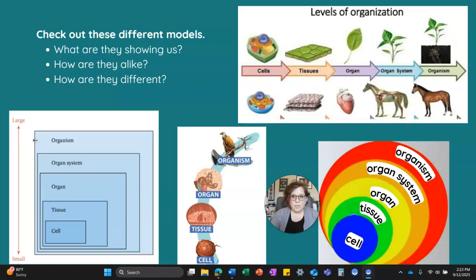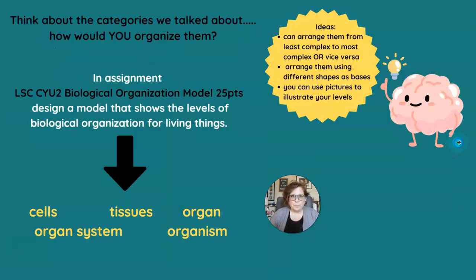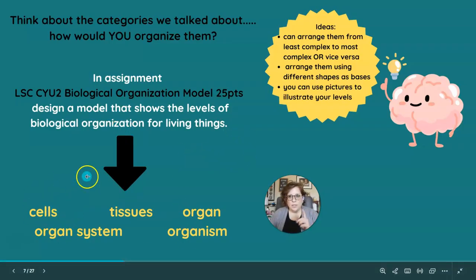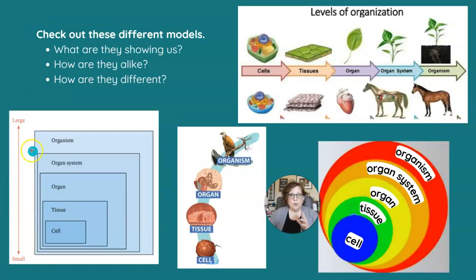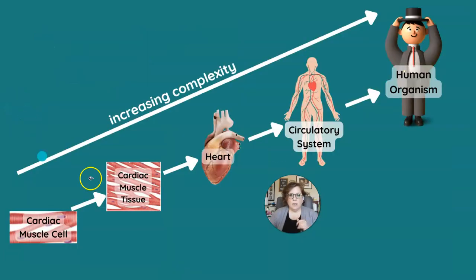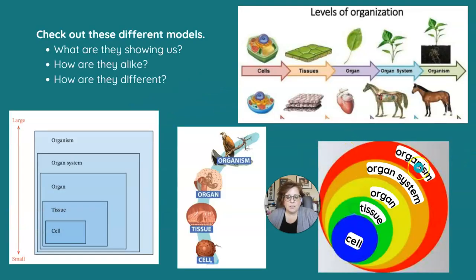So for your very first assignment this week, you're going to make your own model. And you're going to use these words: cells, tissues, organs, organ system, and organism. And you're going to put them in order. So you can put them in order just like I did here. Okay, so you want to move through, but look at these different kinds of models, make one of your own, and let's see what we come up with.